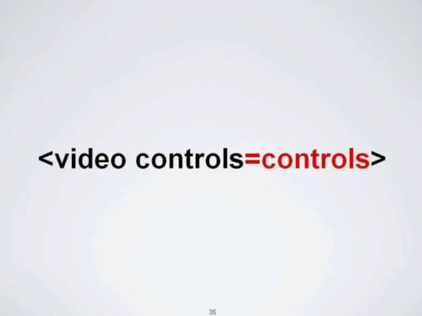Also, another thing that's really cool on slide 36 is about attribute values. In XHTML, if you had a Boolean attribute value, which means that just by having the attribute in the HTML element, it means true.